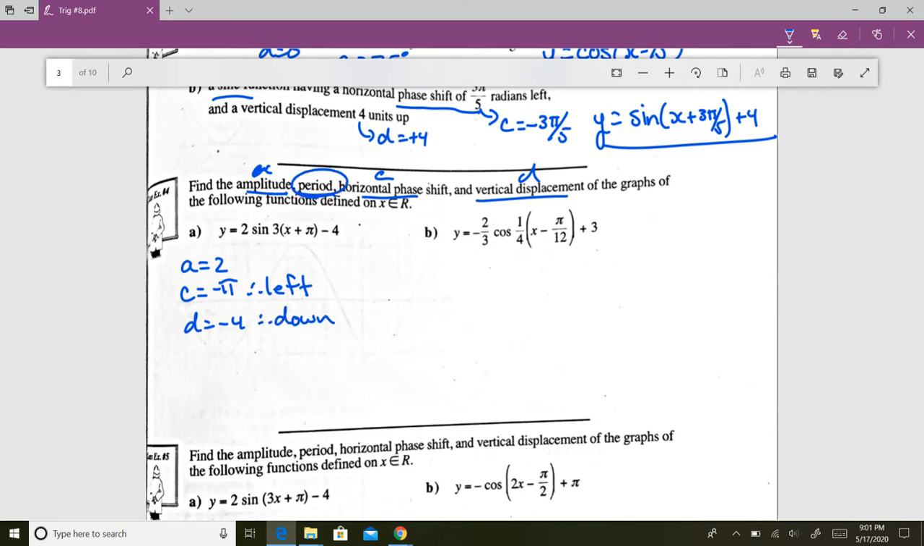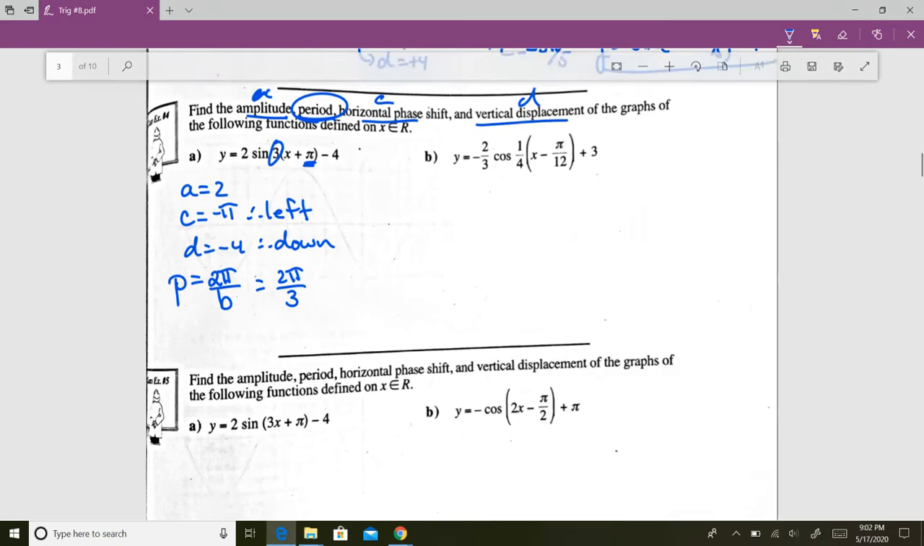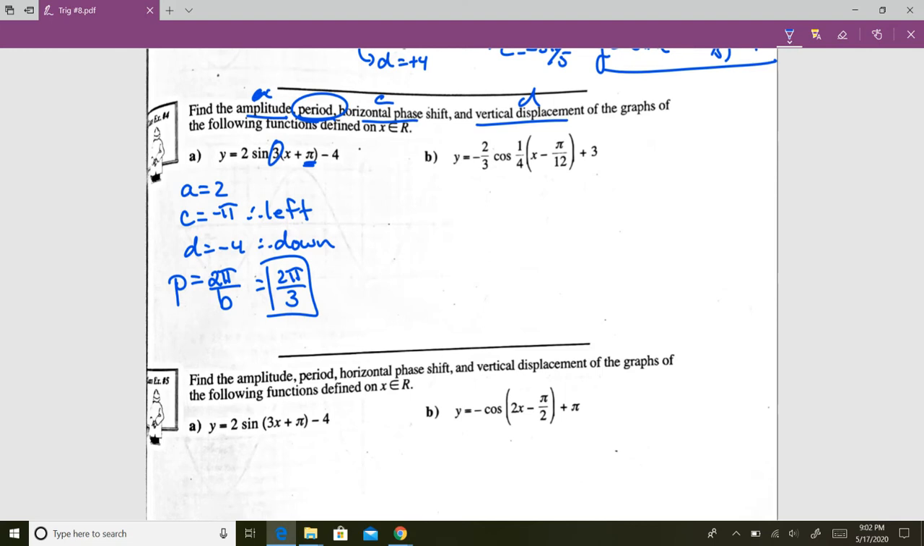Okay, now we're going to find the period. We did this in the previous lesson. Remember that the period is equal to 2 pi over b. We can do it in rads or degrees. We'll do it in rads, since this is in rads. So what's our b value? It is 3. So our period is 2 pi over 3. That's it. Hopefully you remember pi over 3 is 60. 2 times 60 is 120. The period is 120 degrees, not that they ask you that.